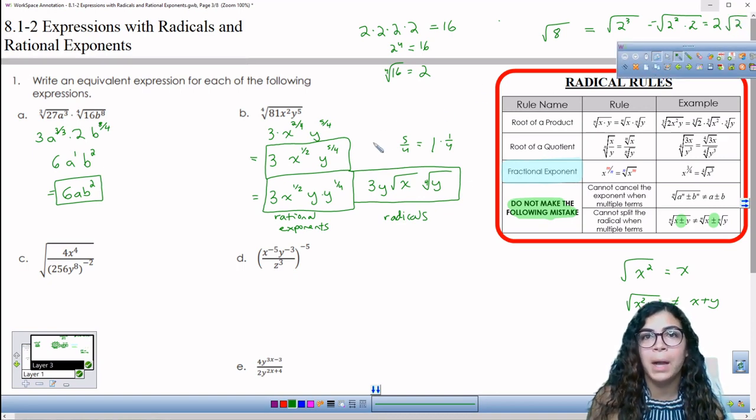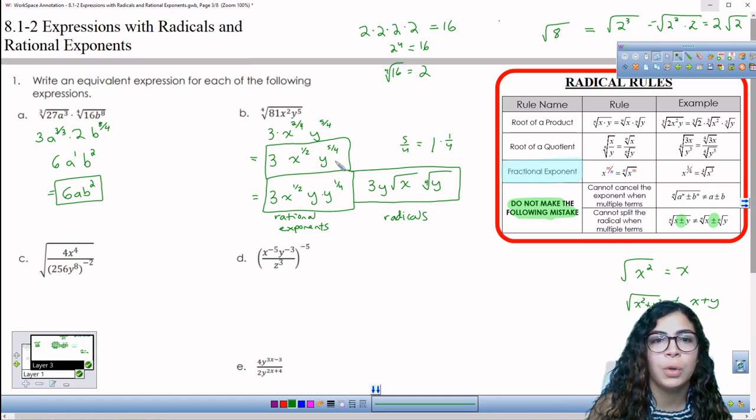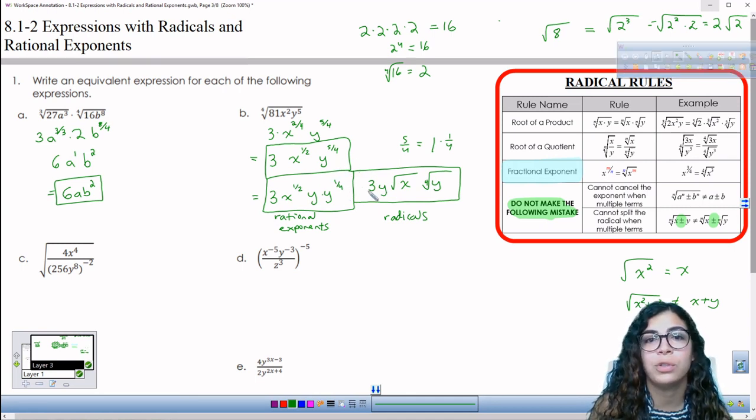If you have full copies in a radical that can come out, you have to bring them out. So all three of these ways could be considered correct. It just depends on what the question asks you for. Both of these are technically correct if you are asked to write it with rational exponents.